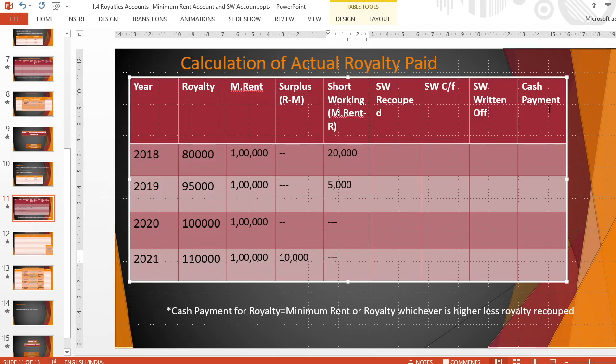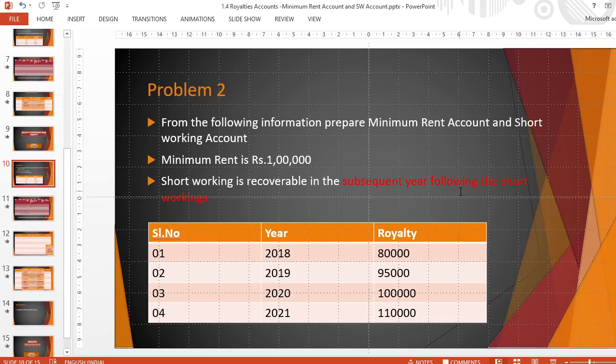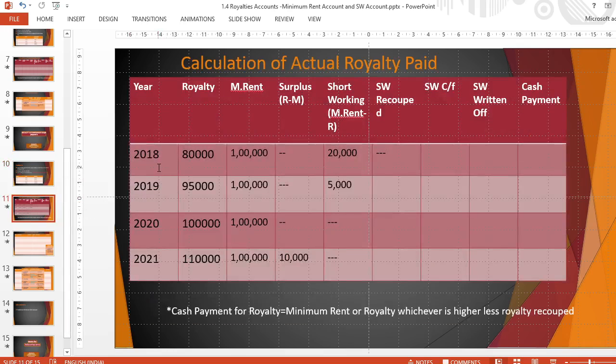After that, we need to consider the rest of the four columns at a time. So short working recoupment. We have a short working of 20,000, but there is no surplus. As there is no surplus, we cannot adjust this short working. So this short working cannot be recouped in 2018. We have a condition that short working can be recouped in the subsequent year following the short working. So that indicates 2018's short working can be recovered only in 2019. Subsequent means immediately next year.